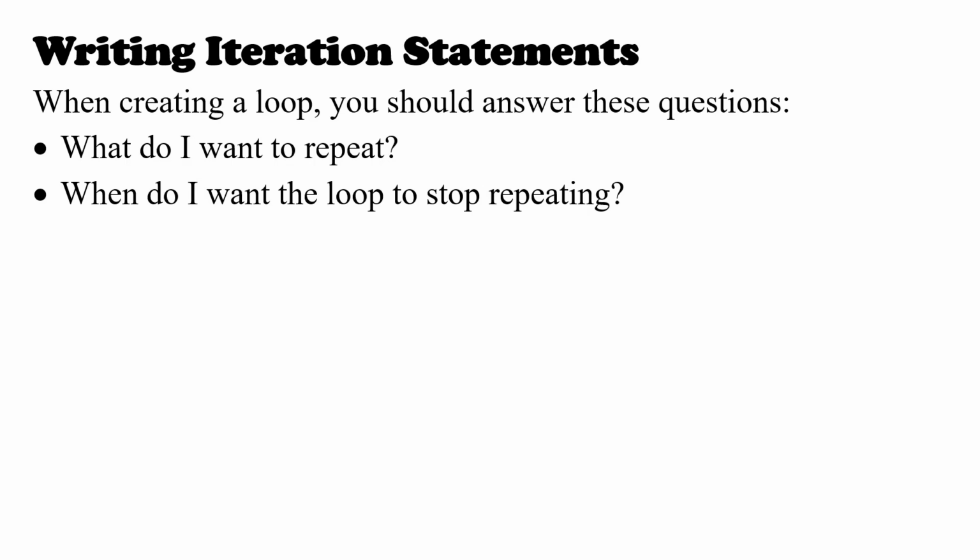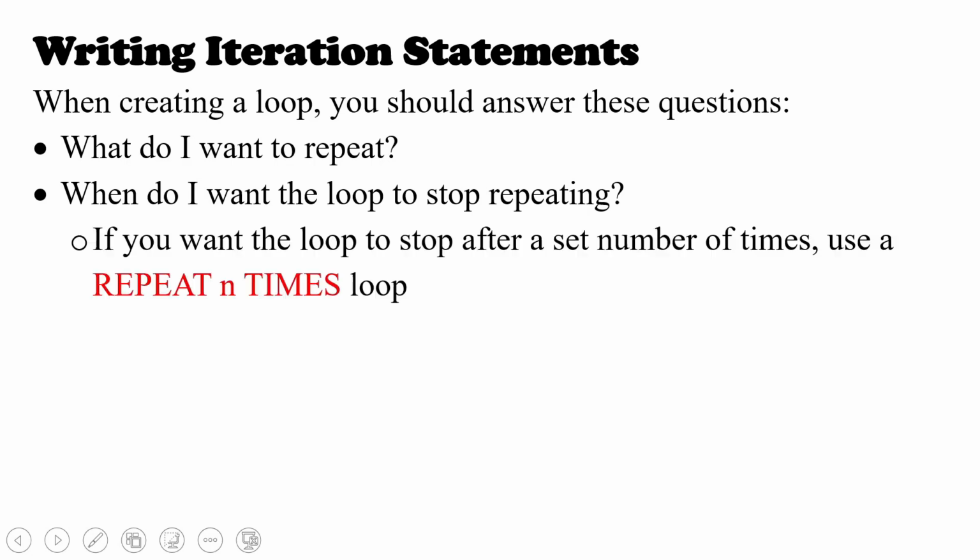You ask two questions. What do I want to repeat? And when do I want the loop to stop repeating? If there's something in your code that you want to be repeated, it'll naturally come up in your program. That's when you're going to write a loop. And then how do you decide which loop? Well, if you want the loop to stop after a set number of times, use a repeat n times loop.